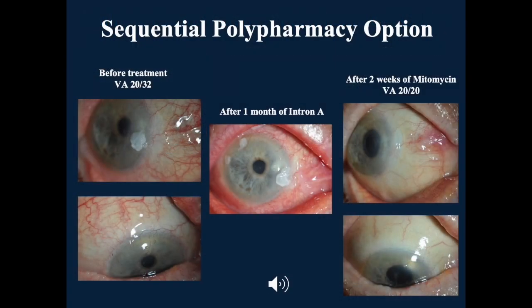Here's another case of polypharmacy. On the left, we see the before treatment photograph of a nodular tumor. After 1 month of interferon, it did not appear that there was any effect. However, after 2 weeks of mitomycin, the eye was completely clear and the vision returned to 20/20.